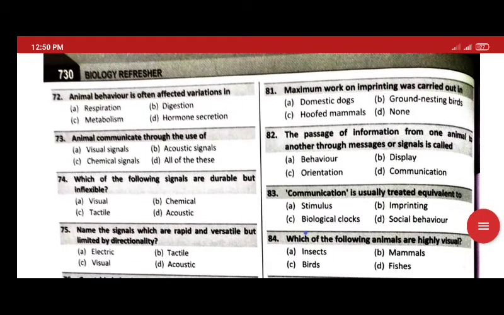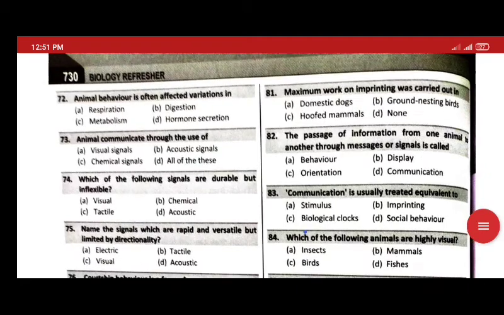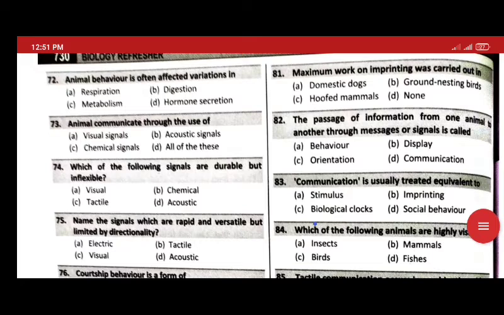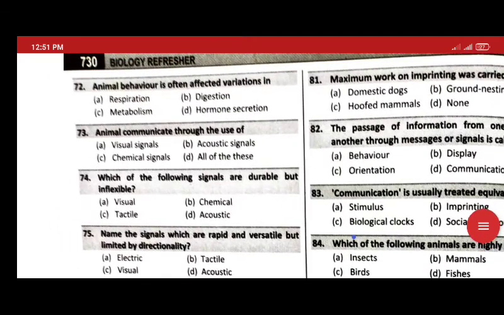Now continuing our lecture, questions from animal behavior and animal adaptation. 72 number. Now let's begin. 72 number. Animal behavior is often affected by variation in. So in this animal behavior, behavior is mostly affected by hormones due to adolescence and different ages.